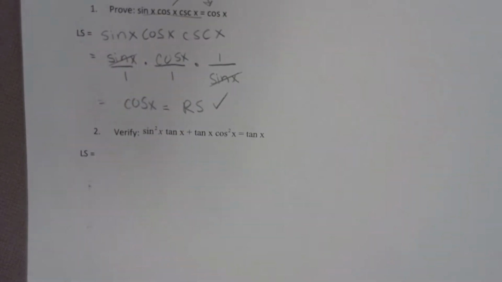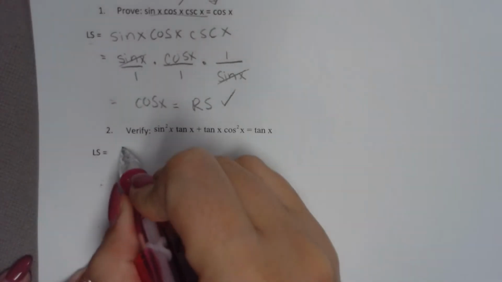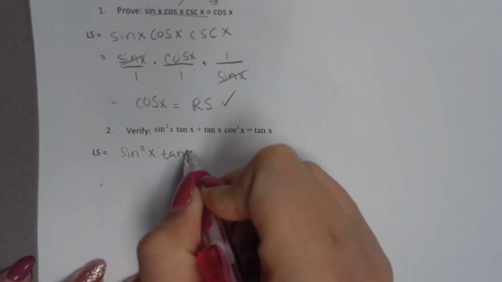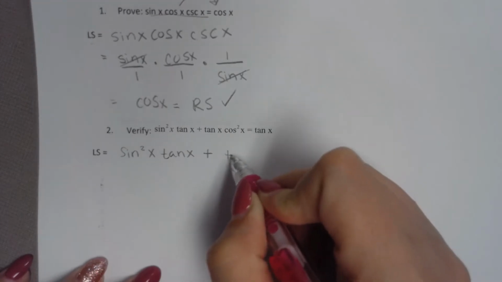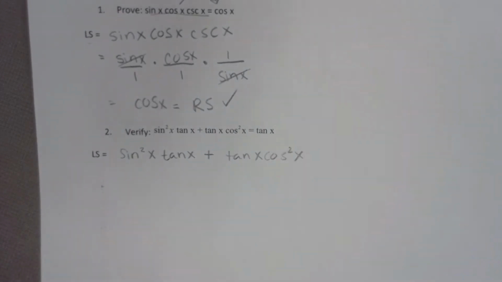So we're going to look here and we're going to say, well, which side looks more complicated? Well, in this problem, the side that looks more complicated is the left side. So I'm going to write that down. Sine squared x tangent x plus tangent x cosine squared x.